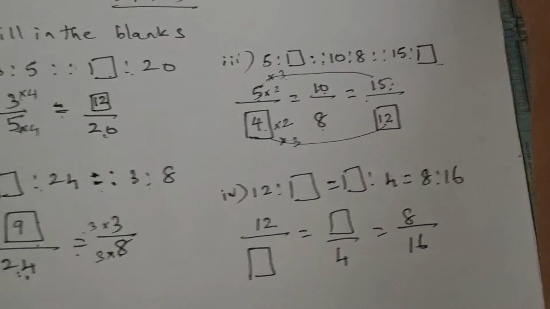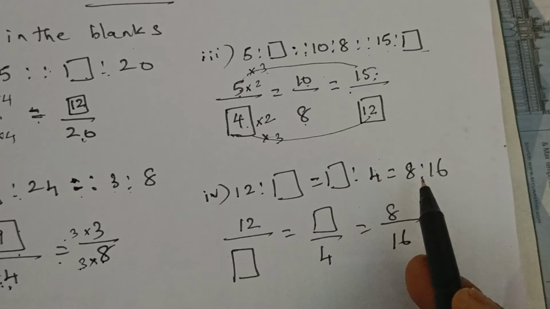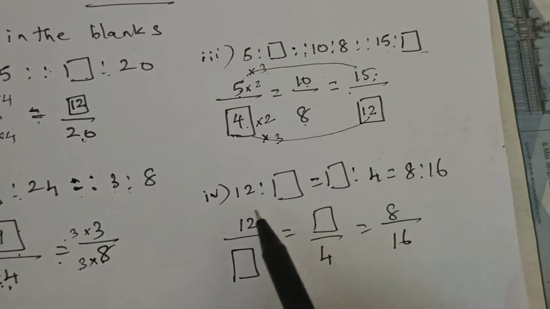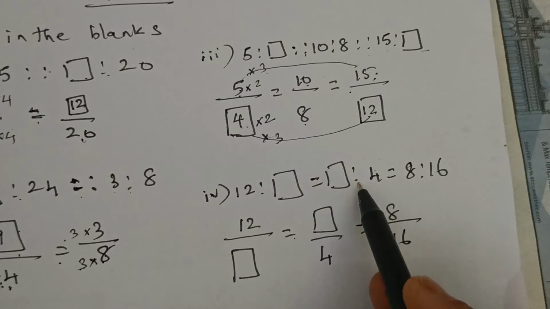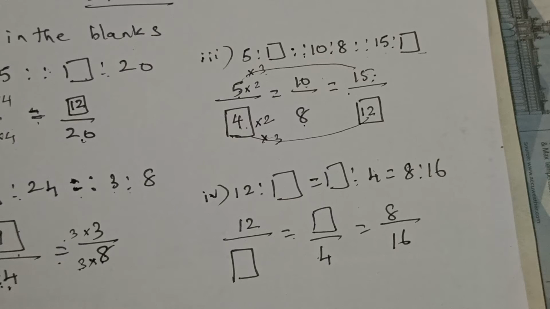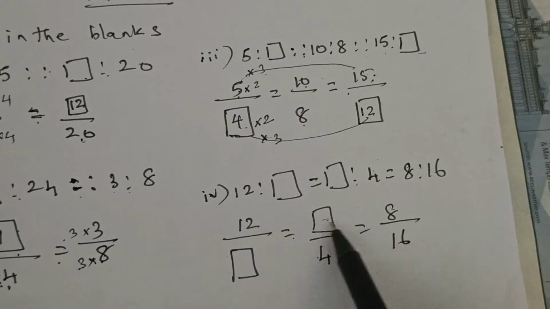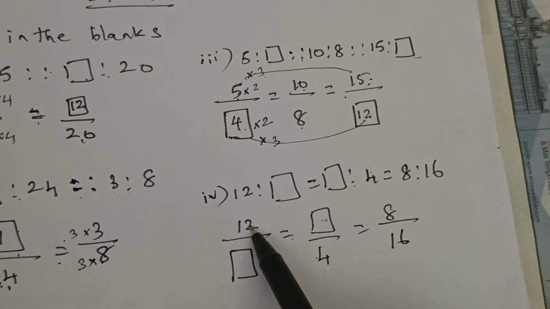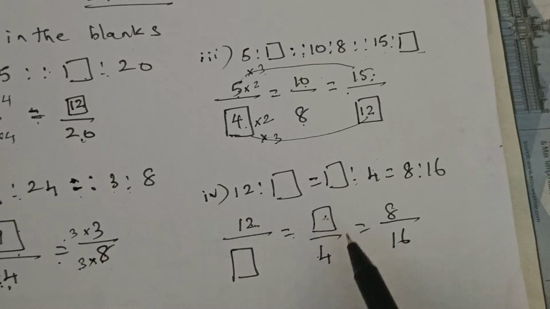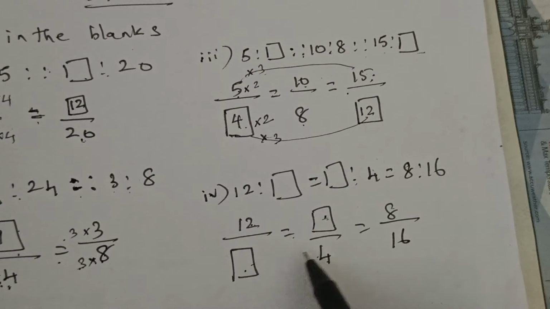Next, 12 is to dash is equal to dash is to 4 is equal to 8 is to 16. 12 by dash is equal to dash by 4 is equal to 8 by 16. Okay, shall we compare? Can we compare? See here, we know where we can compare. The second and first, if you compare, we don't know. Here we know the numerator but there is no numerator. Denominator but there is no denominator. No two numerators can be compared. We cannot even compare denominators because both are missing.